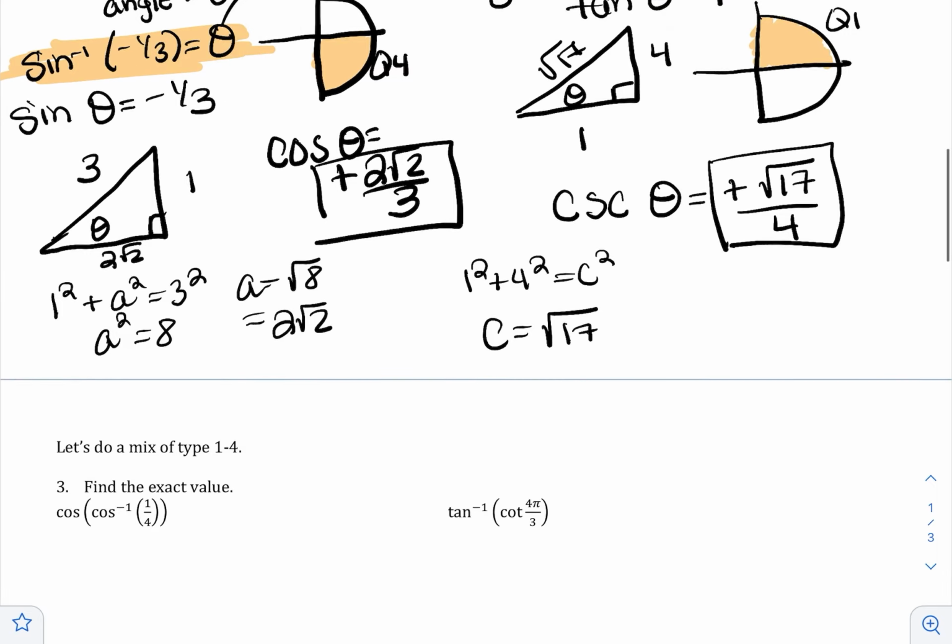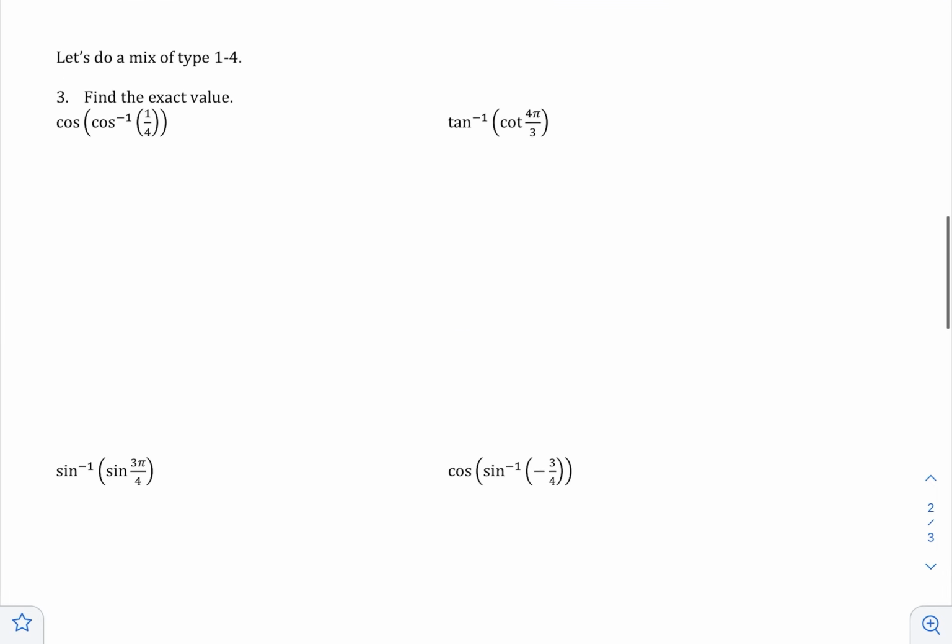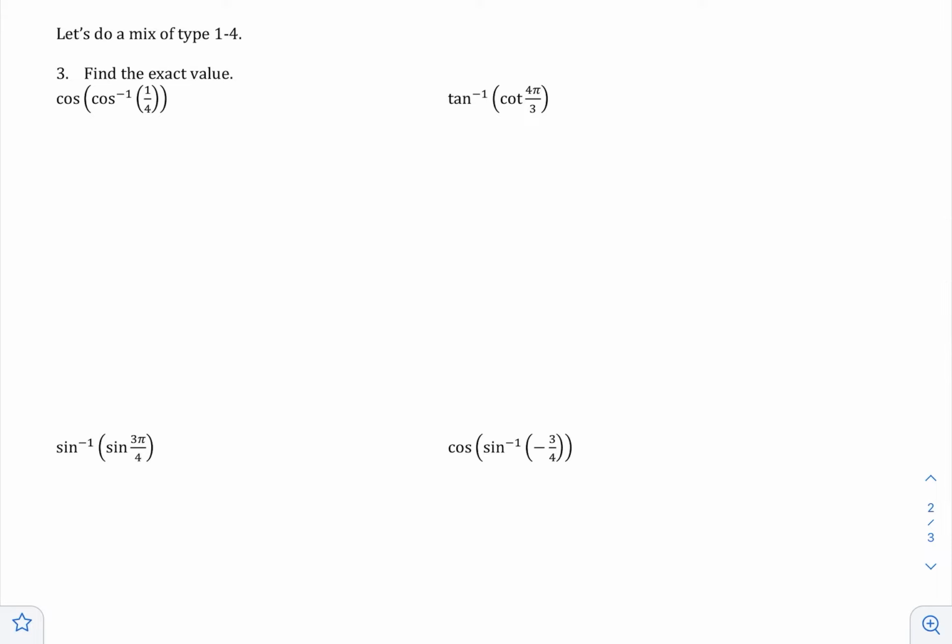Okay, so we're going to end by doing a mixture of all 4. Take a look first at each of these problems and notice how each one is one of the types. The first one is where the functions are the same and the inverse is on the inside. This is type 1.